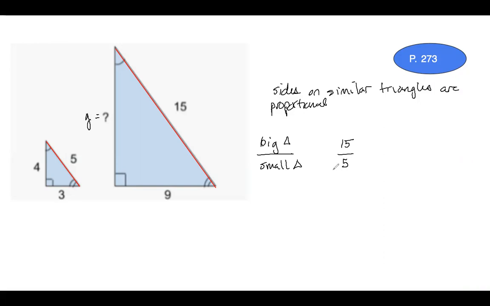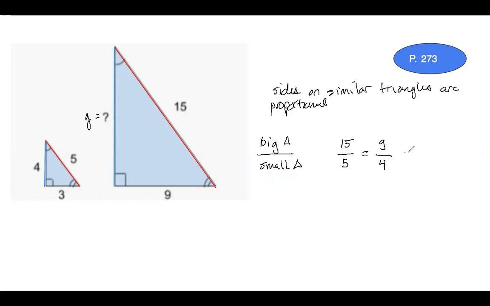So that's going to give me my scale factor. 15 over 5 is my scale factor for these similar triangles, and that's going to be equal to the ratio of all the other sides. Well, I'm going to pick the sides that have the unknown, the missing side. So here I've got this side right here, and that corresponds to this side right here because they're between the same two angles. So I can write another fraction, big triangle on the top. The big triangle, the side length is G. That's the side I don't know. Small triangle on the bottom, the side length is 4.